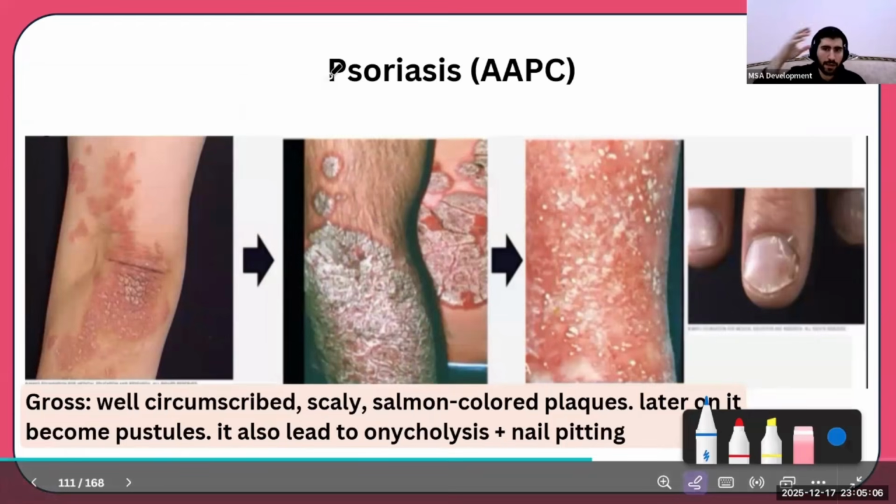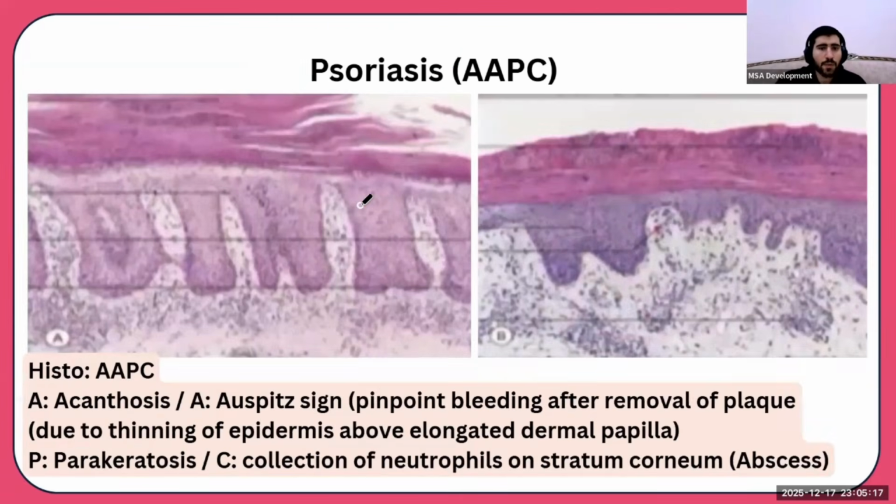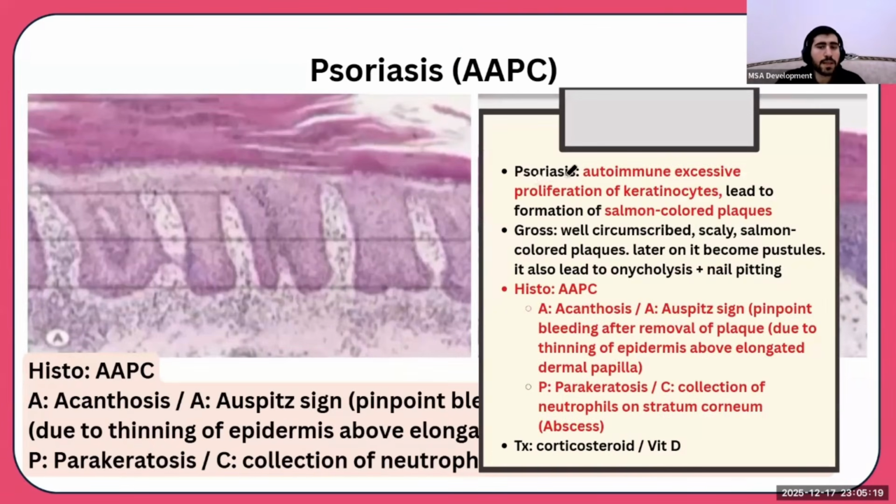Now we will start with the big diseases, okay? And I have a mnemonic for each one. The first one is psoriasis, okay? Psoriasis causes these salmon-like plaques on the hand. Why does psoriasis happen? Psoriasis happens due to autoimmune excessive proliferation of keratinocytes. Normally, these keratinocytes proliferate every 3 days. In psoriasis, we have autoimmune excessive proliferation, so it proliferates every single day.